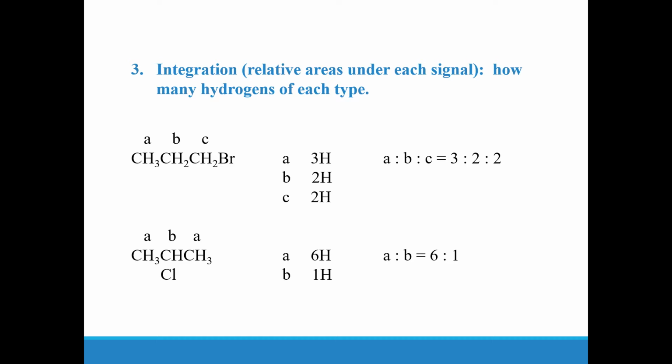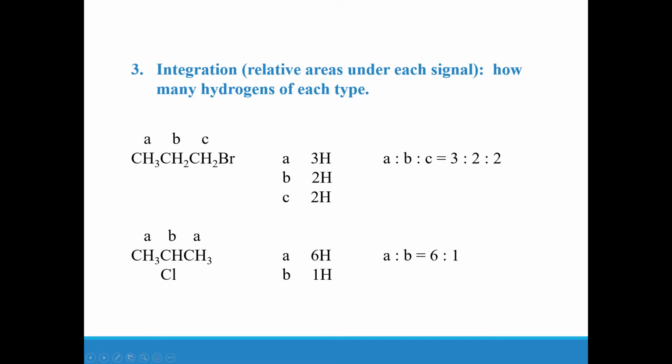So the next key information that we can receive is the integration, or how many hydrogens appear in each type. So let's go back to that propyl bromide. We can see that we have 3 different types of hydrogens, and for each type there are different amounts of hydrogens. In type 1, there are 3 hydrogens that belong to this type. In type 2, there are 2, and then in type C, there are 2. So the integration would be 3, 2, 2.